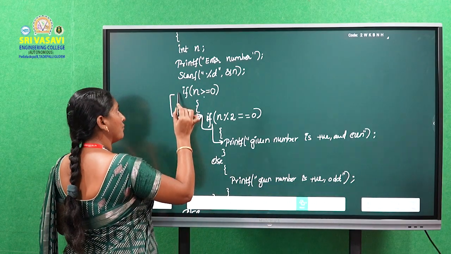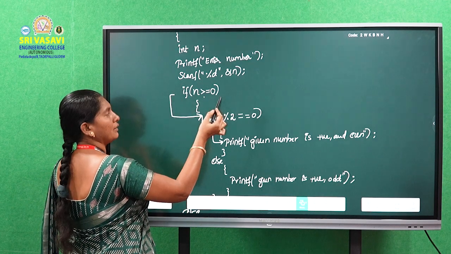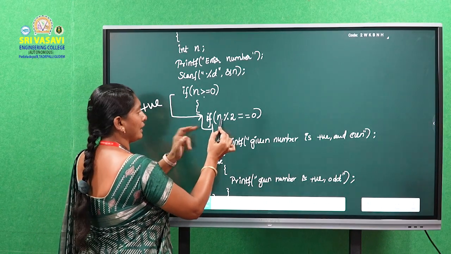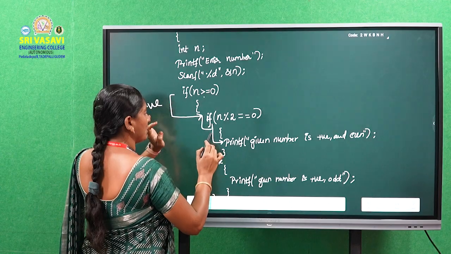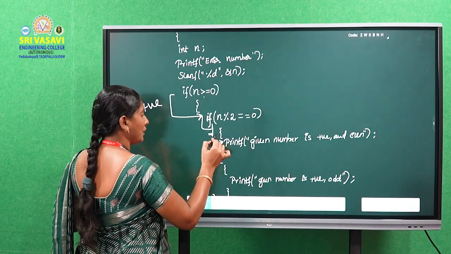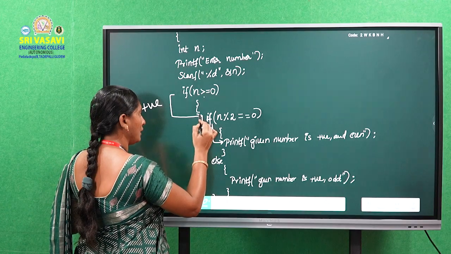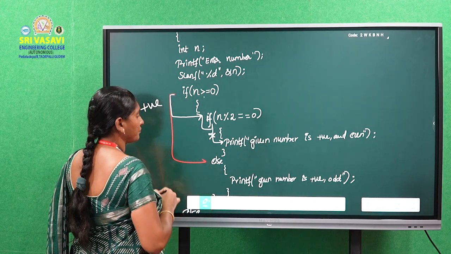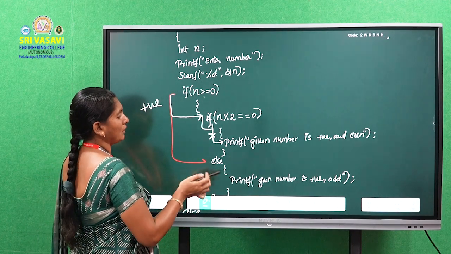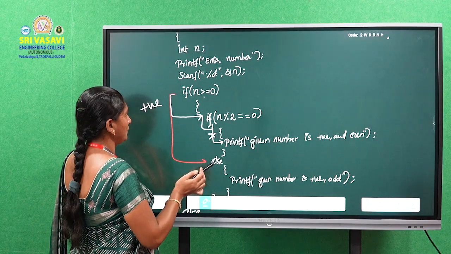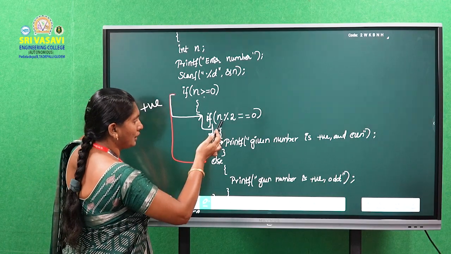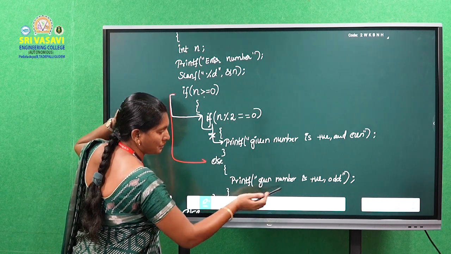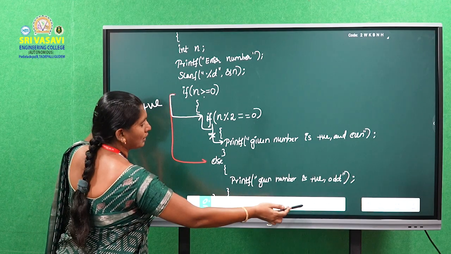So if the first condition is true, that means n is greater than or equal to 0, that means the number is positive only. But if the inside condition fails, that means it is a positive number but this condition fails, then the compiler will come into this else. Then the compiler comes here, meaning the first condition is true, positive. Here the second condition is false. That means not an even number. That means it is an odd number. So that is the message we are printing: given number is positive as well as odd.